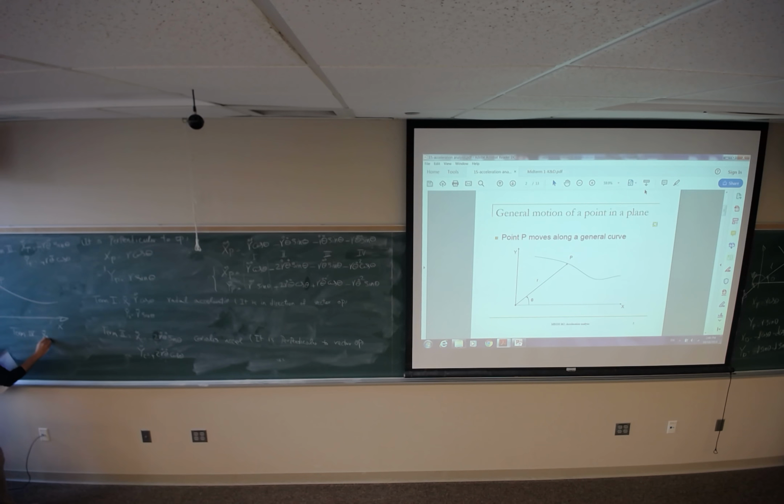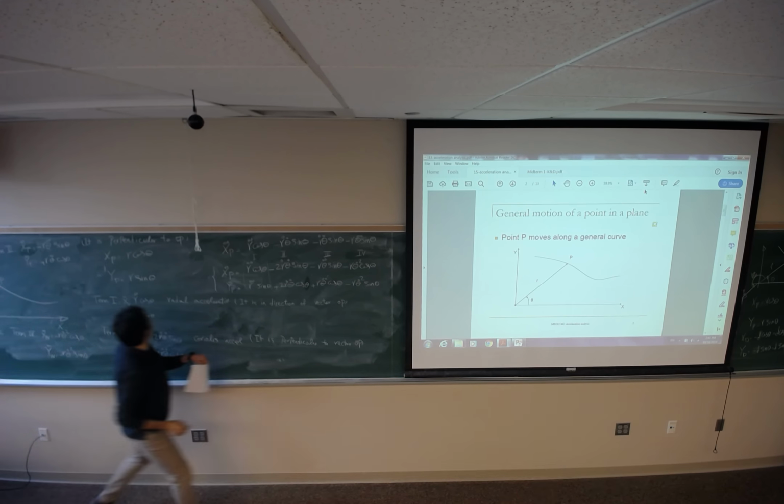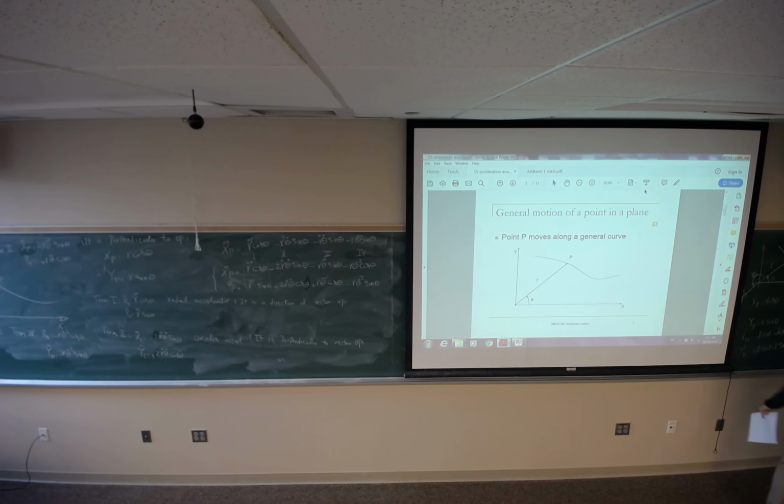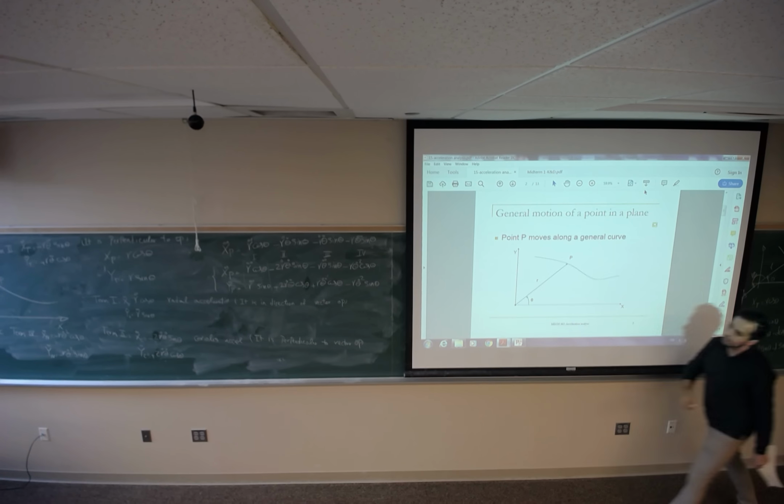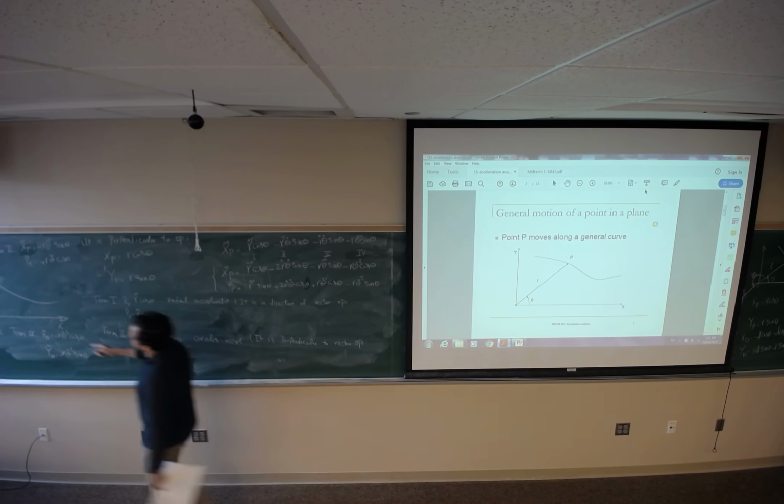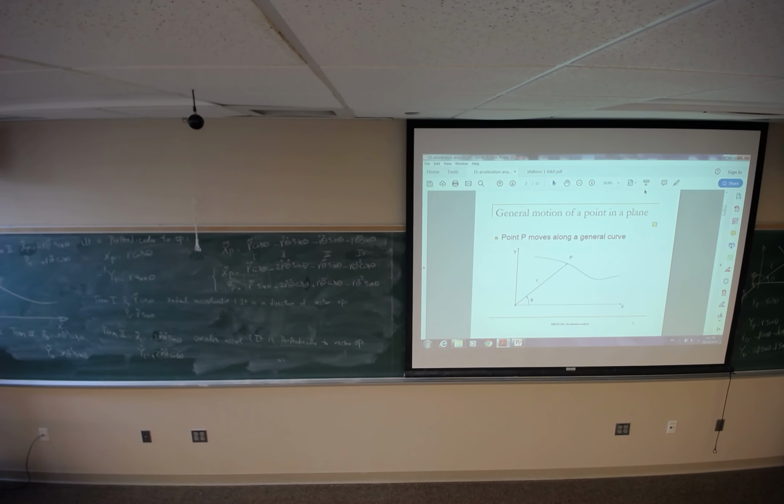X double dot n, normal, is negative r omega square or theta dot square cosine of theta, and y double dot n is negative r omega square or theta dot square sine of theta. Normal acceleration. Cosine has been changed to negative, sine has been changed to negative, so it's a 180-degree offset from this vector. So the normal is going to be in this direction.